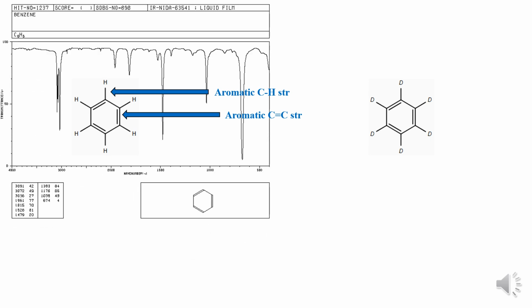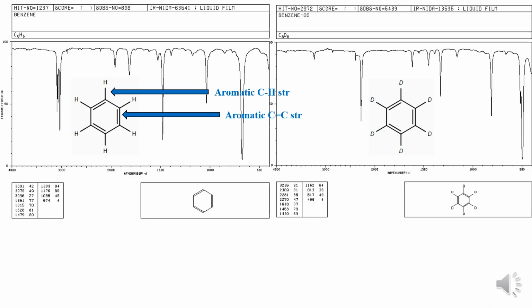Now here's the IR spectra of benzene and here's the IR spectra of deuterated benzene. Now the spectral peaks of benzene differ from that of spectral peaks of deuterated benzene. This is due to isotope effect. This is due to replacement of hydrogen with deuterium. Now the mass of the atoms decides the stretching frequency. And let's see how the mass of hydrogen and deuterium decides the stretching frequency for the respective spectra.